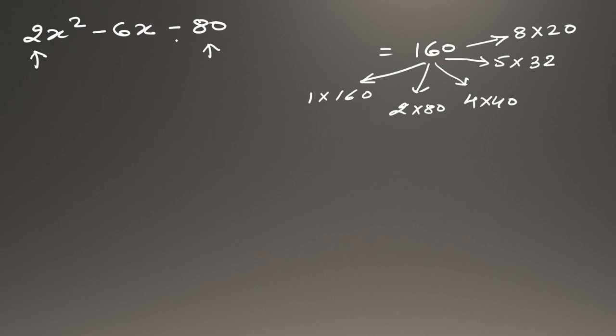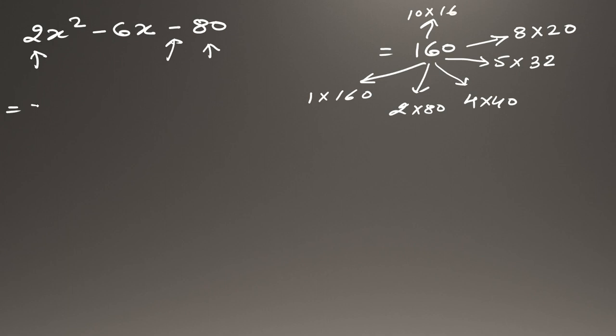Because see, this is subtraction and the middle term is 6. So after subtracting, you should have 6 in the middle term. So 160 minus 1, it is not 6. 80 minus 2, not 6. 40 minus 4, not 6. 32 minus 5, 20 minus 8, no. It means we need to find more terms. So here you see 10 multiplied by 16. So this will solve our purpose.